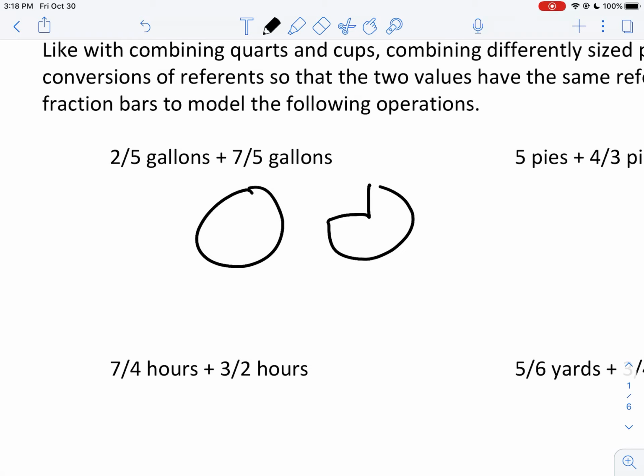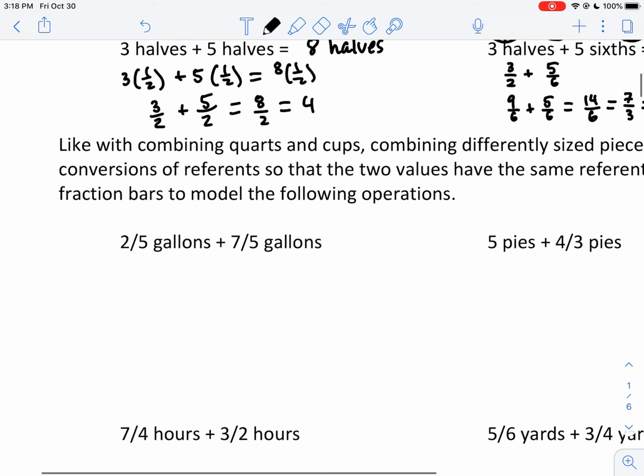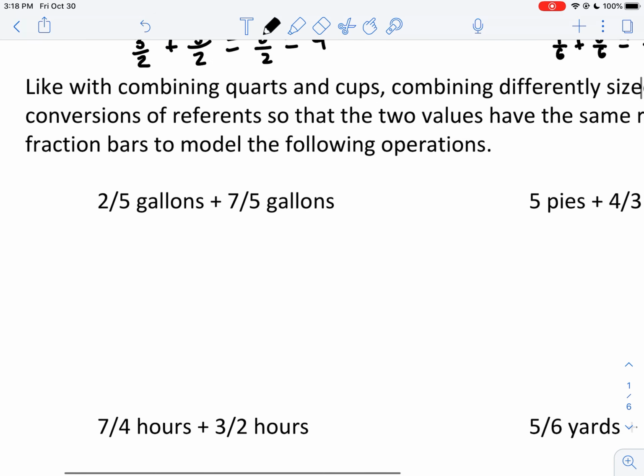And then that, for a lot of people, is cognitively challenging to make that leap, because they insist that a whole is an entire circle. But you don't quite have that same issue when you're working with fraction bars. But let's do fraction circles for this 2/5 gallons plus 7/5 gallons.